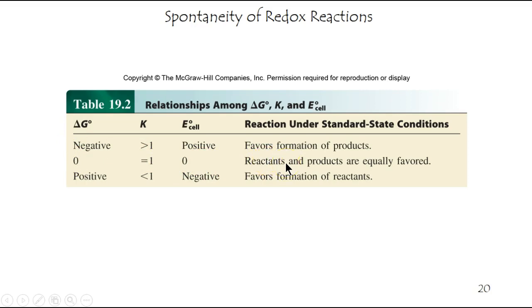It's not quite going in either direction, or you should say it's going in equal amounts in both directions. And finally, if it's positive, that's typically thought of as a bad thing. It's going to be non-spontaneous in the forward direction, an unfavorable rate constant, but it would be spontaneous in the reverse reaction. This is Screencast 20.15.